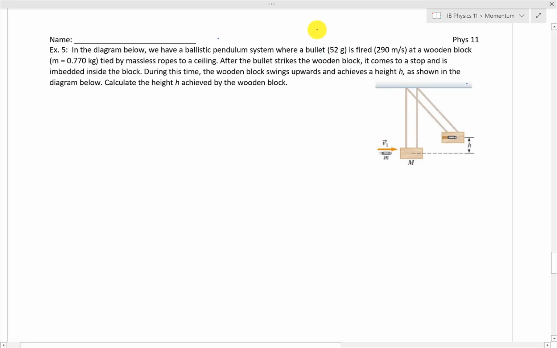We have a bullet, that's the mass of our bullet, I'm going to label that. It is fired at some speed at a wooden block, and I'll just write that as initial speed for the bullet velocity. At a wooden block, this I'll just write MW for wooden block, tied by massless ropes to the ceiling, not going to affect our system. After the bullet strikes the wooden block, it comes to a stop and is embedded inside the block.